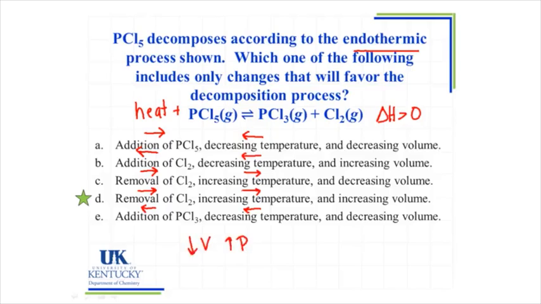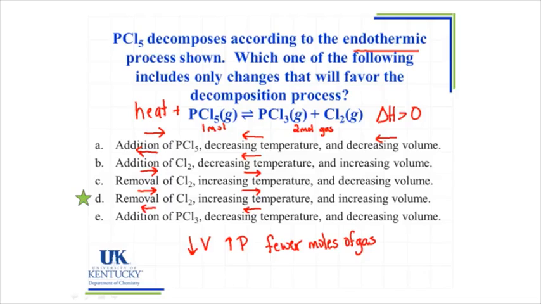And when that happens, the system is going to respond to try to minimize that increase in pressure, and one way it can do that is by minimizing the number of moles of gas. So when I increase the pressure, it will go to fewer moles of gas. For this system, that means going towards the reactants, or towards the left. We have 1 mole of gas on the left side, and we have 2 moles of gas on the right.